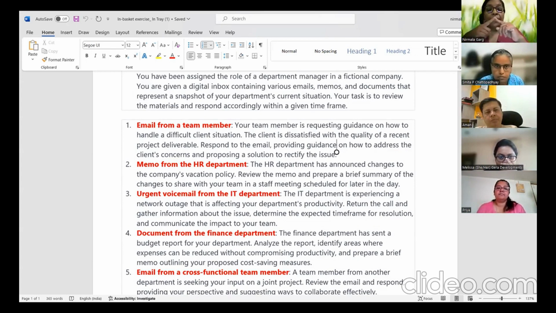So you do it. Memo from the HR department. The HR department has announced changes to the company's vacation policy. Review the memo and prepare a brief summary of the changes to share with your team in a staff meeting scheduled for later in the day. So anyone else who wants to respond to this?